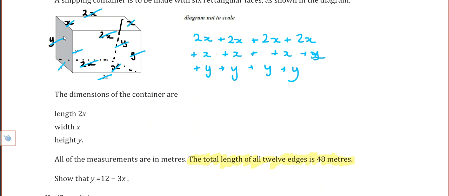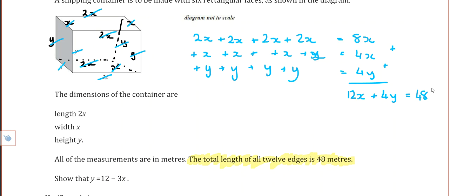Now, have I done all edges? Yes, I have. So what do I then end up with? Well, that's 2, 4, 6, 8 x's. This is another 4 x's, and this is 4 y's. So in total I have 12 x's and 4 y's. And what am I told? That is equal to 48. Okay.